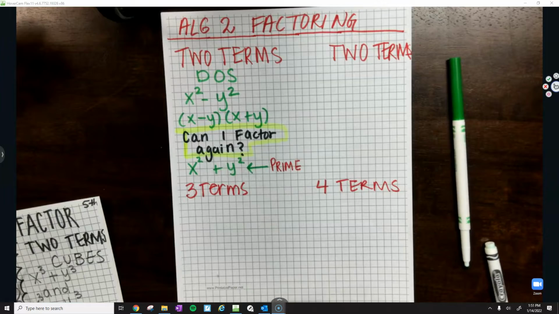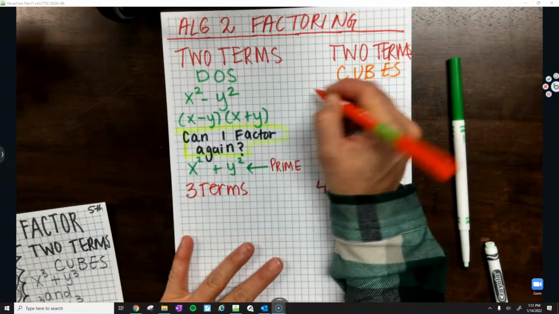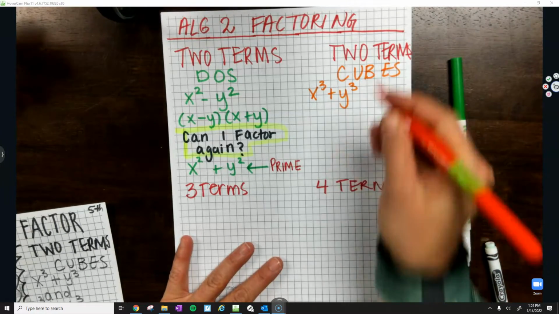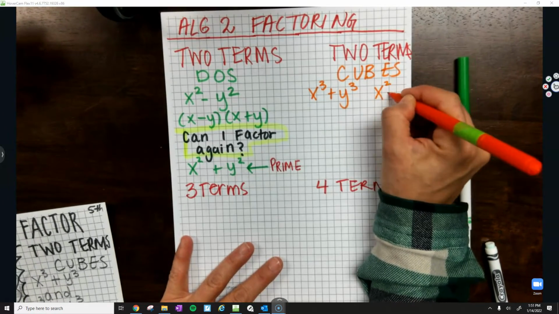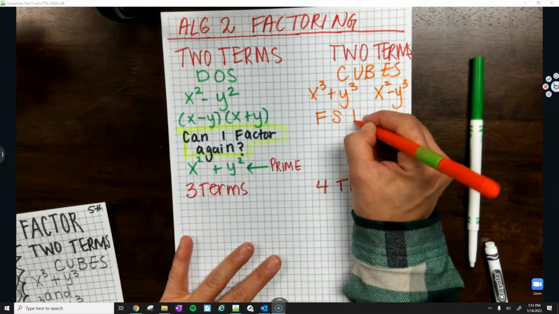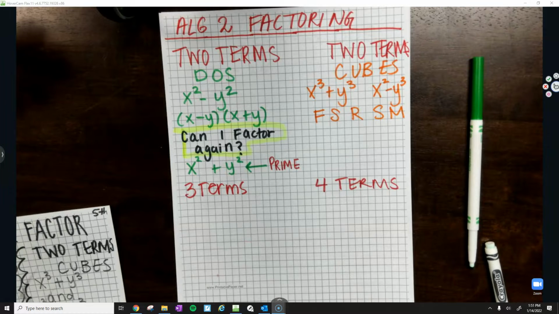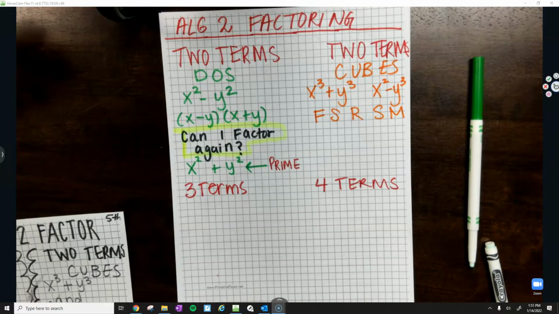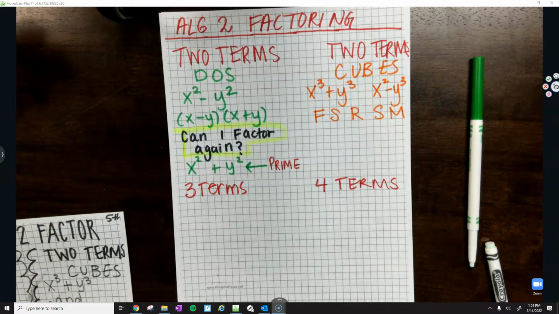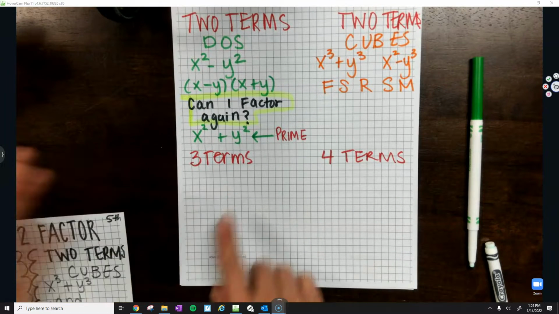Your other scenario are cubes. And remember, the thing about cubes, it could be a plus or a minus in the middle. Either one you're going to be able to factor. And remember that little saying, for some reason, stare more. And don't forget that if you just follow those steps, that'll take you from the beginning of factoring all the way to the end. And then the next thing that we're going to talk about are 3 terms.